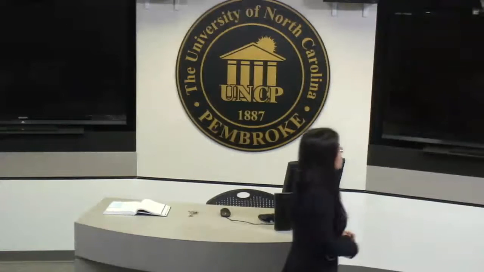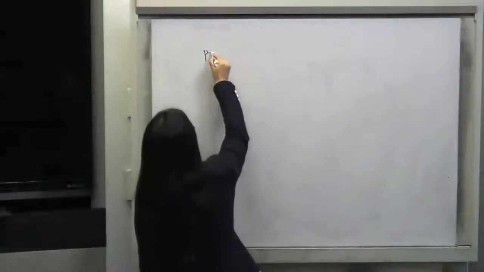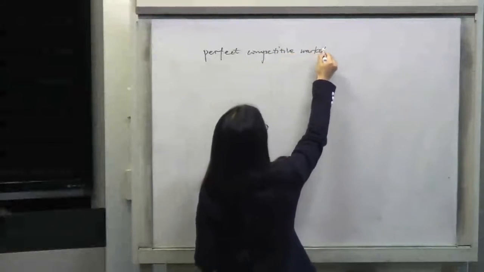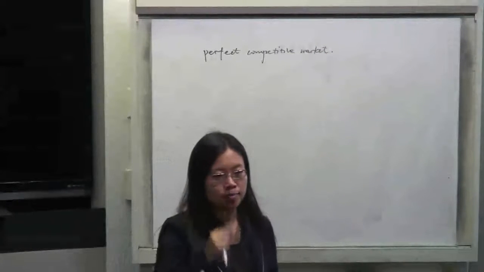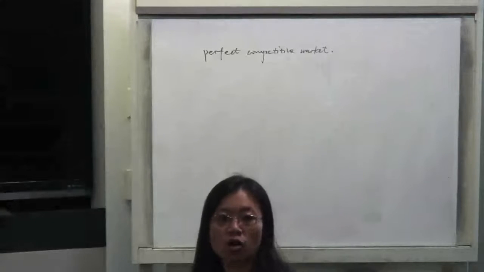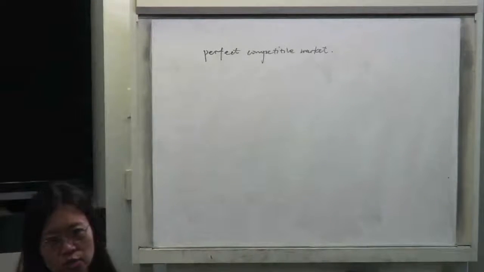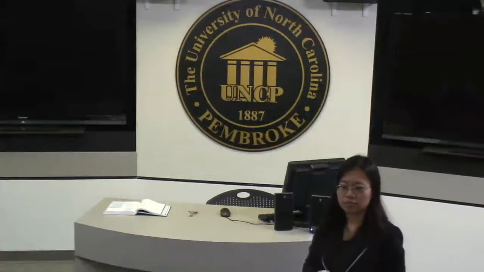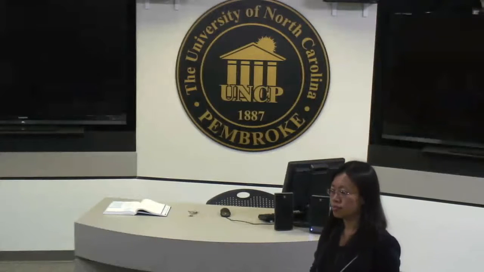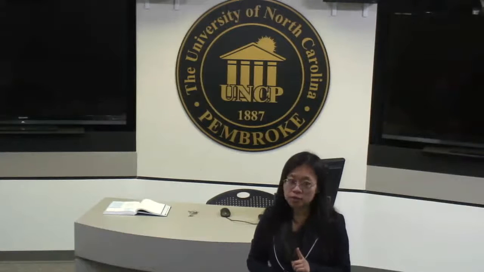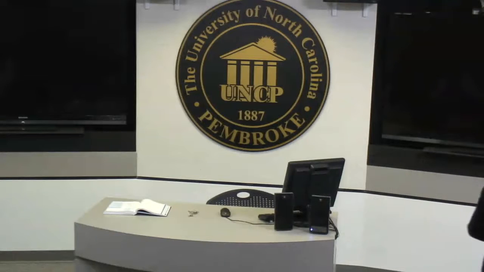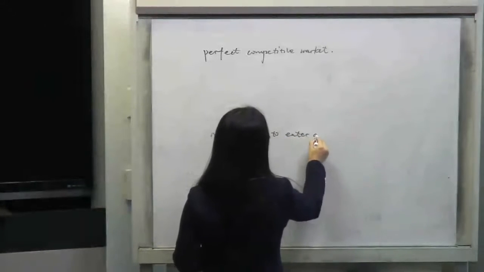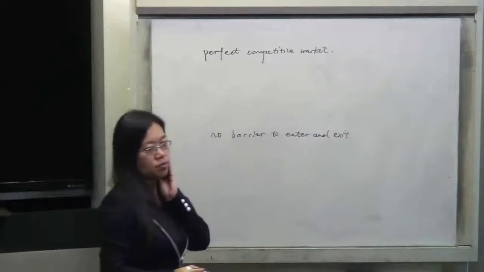So the first one we call the perfectly competitive market. This is the market we have been under. All the discussion on output has been under this perfectly competitive market structure. What are the characteristics of this market structure? There are no barriers to enter or exit. There are no monopolies, for sure.